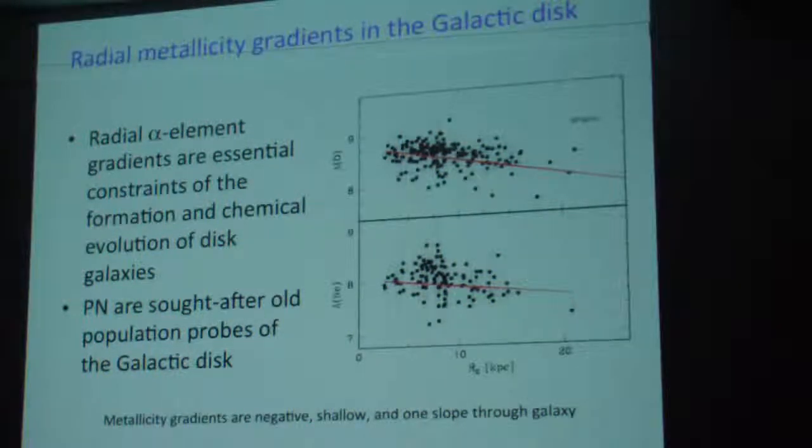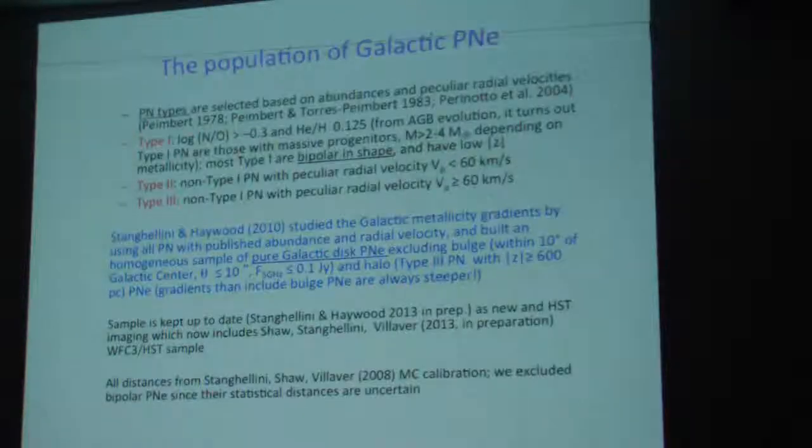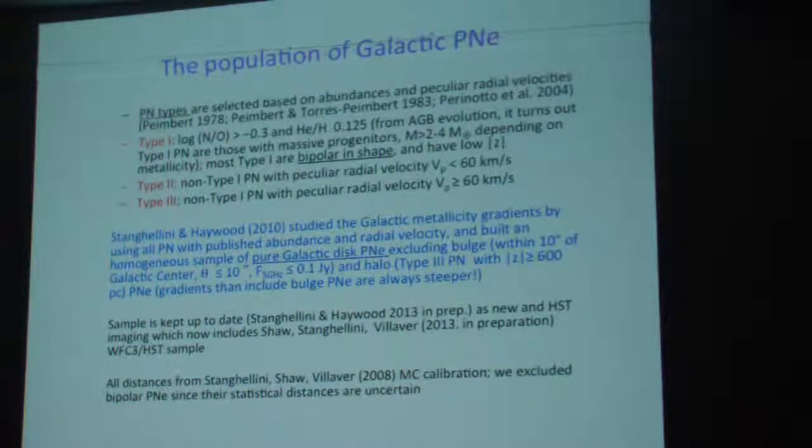The metallicity gradients of planetary nebulae are typically negative, pretty shallow, and they are pretty well fit by one slope across the galaxy. Now there's something to say about fitting well. There is a lot of statistical work that you will see in this talk, and you can go and read the past papers and the future paper to see exactly how the statistics work here.